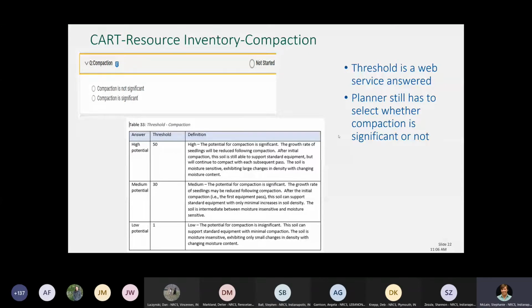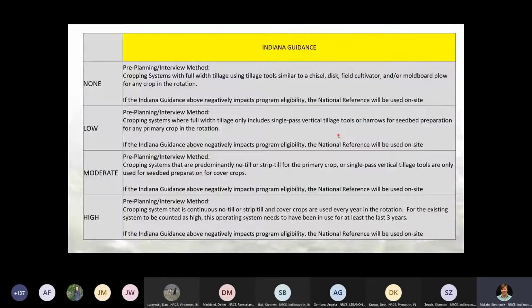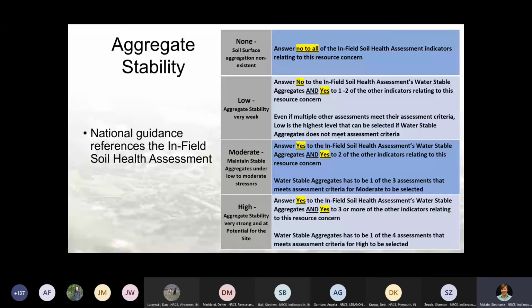So I think, okay, if you do the 11-factor assessment, if you notice, and I'm going to back up just a few slides here. And this is just that aggregate stability. So if you do those 11 factors, again, then you're going to have to say, okay, did I answer yes to the assessments that impact aggregate stability? Did I answer yes to 3 of those? Did I answer yes to water stable aggregates?